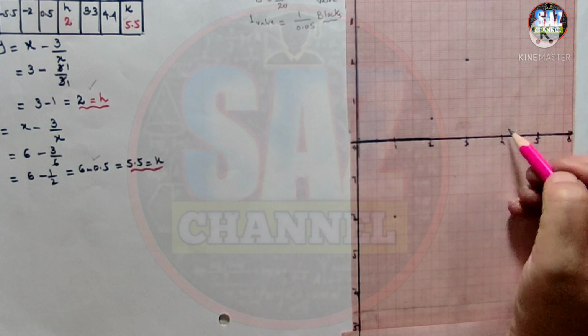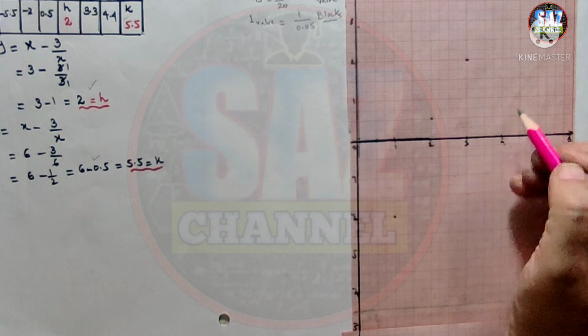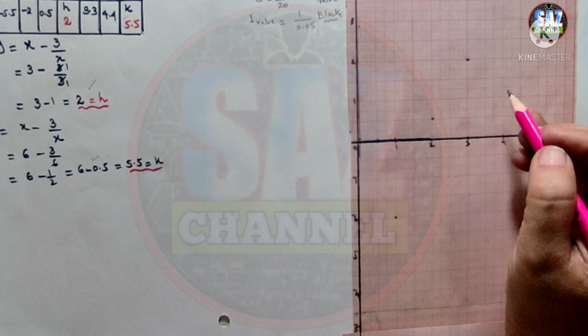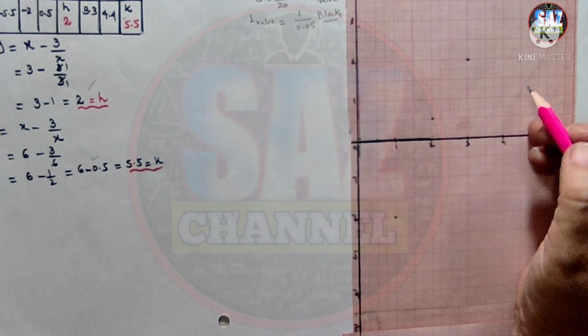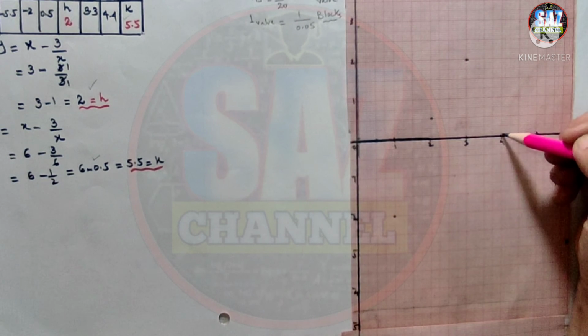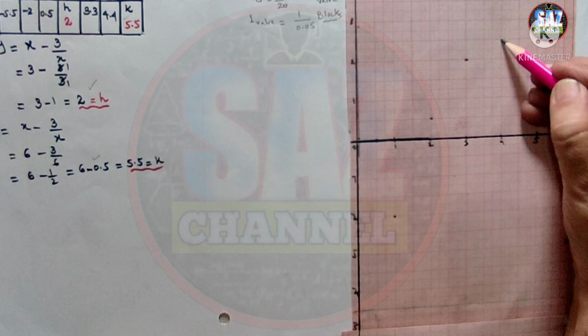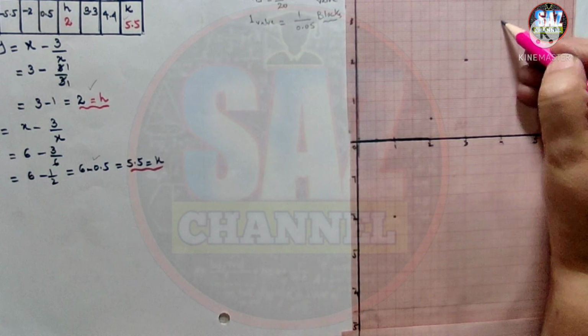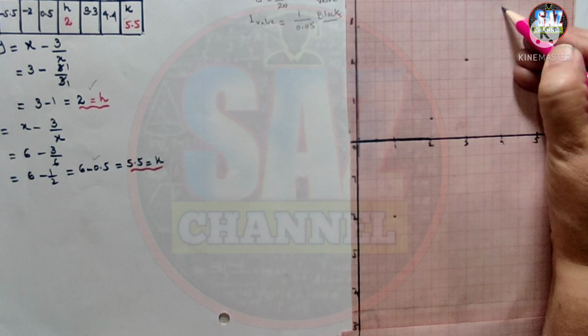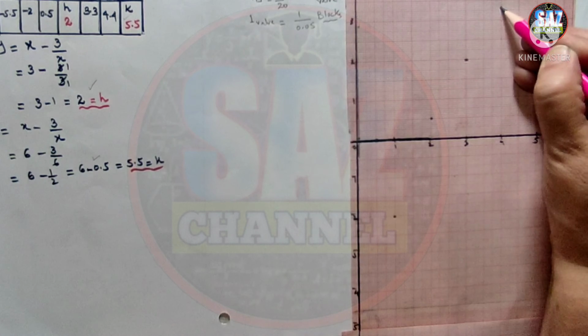For 4 this is 3.3. So for 3.3, how many small blocks do we need? Divide by 0.05, and this gives me 66. For 4 this is 10, 20, 30, 40, 50 and 60, and 6 further moves. So this is the position for 3.3.